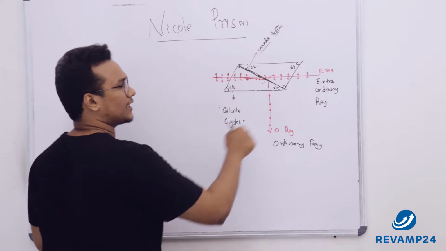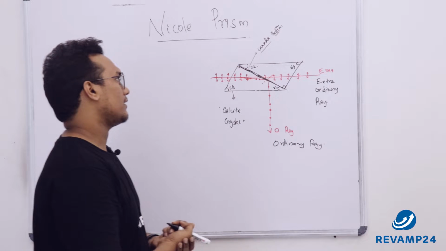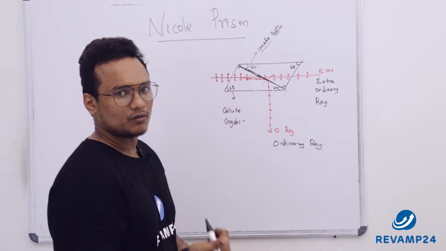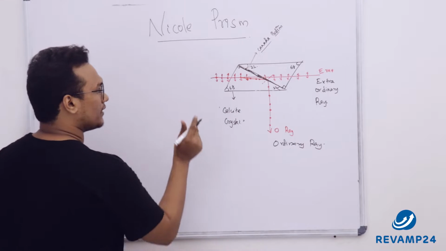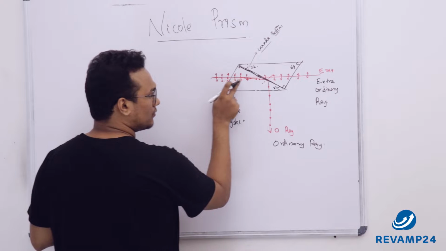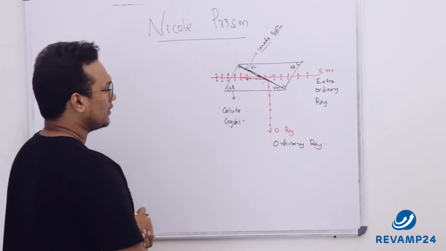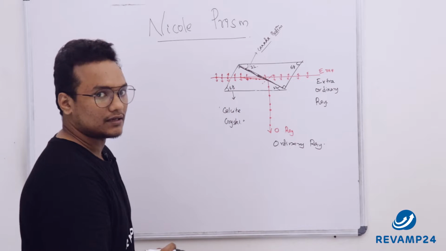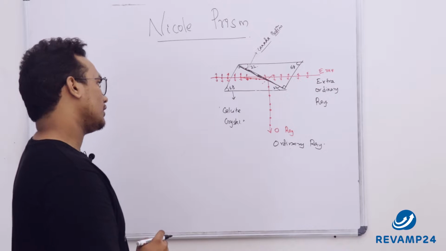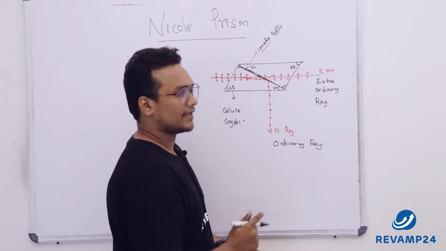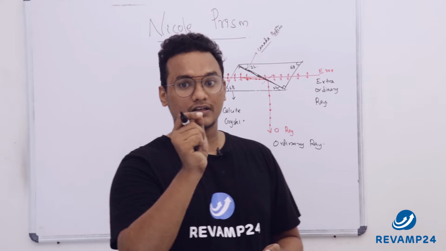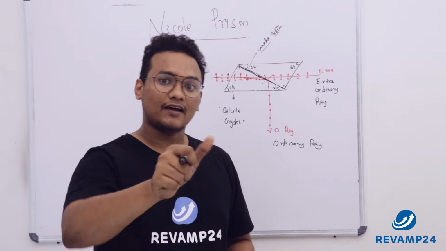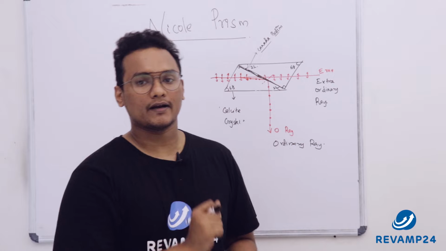This is a special type of glue that has a refractive index approximately equal to that of glass. Now here I am allowing an unpolarized light to pass through this prism. At this point it will undergo refraction. You need to understand one thing, that refraction of different rays having different oscillations would be different.